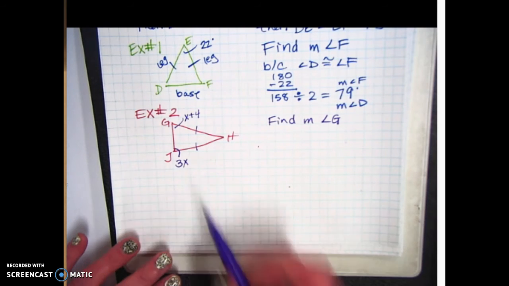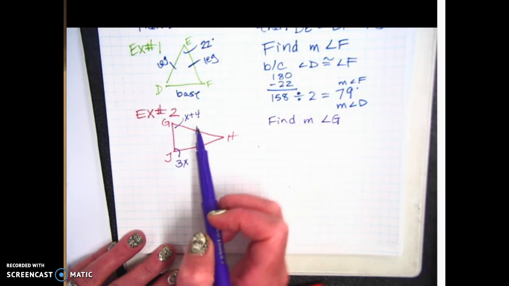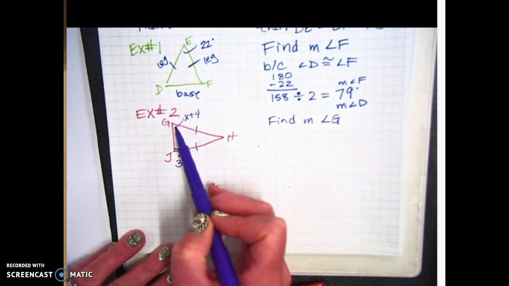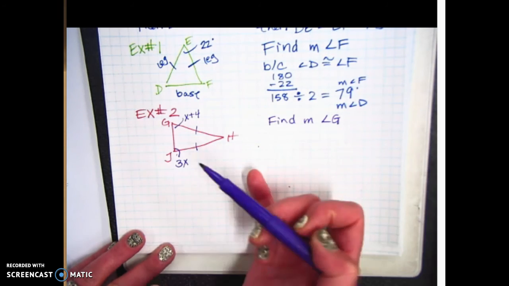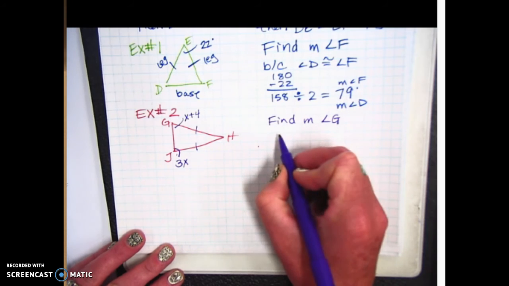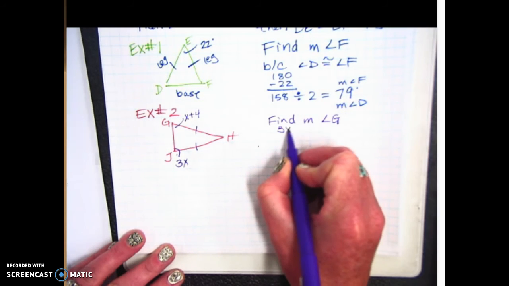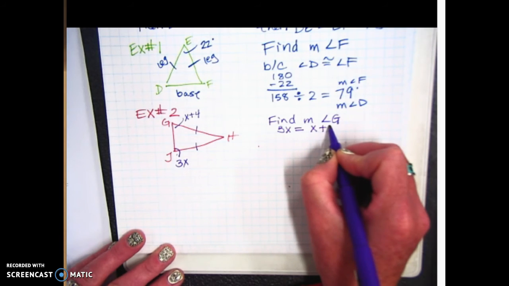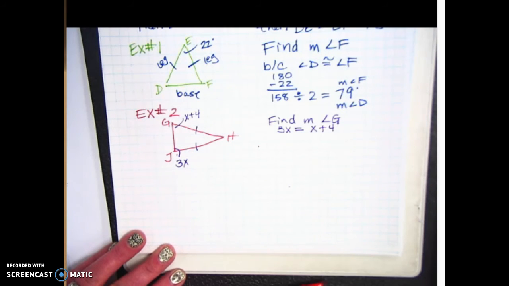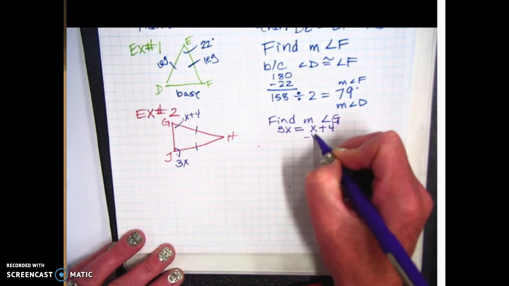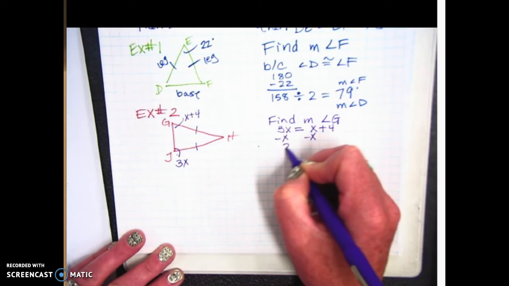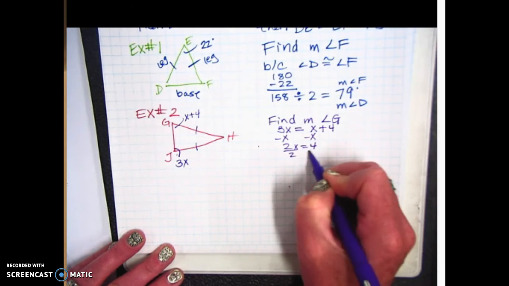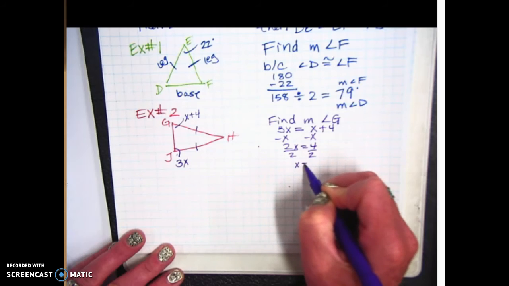Okay? So even though we weren't given measurements, we know that on an isosceles triangle, opposite those two congruent sides, those two angles should be congruent, which means they're equal to each other. So we're going to say that 3x is equal to x plus 4. We subtract x from both sides. We get 2x equals 4. Divide both sides by 2. So x is equal to 2.